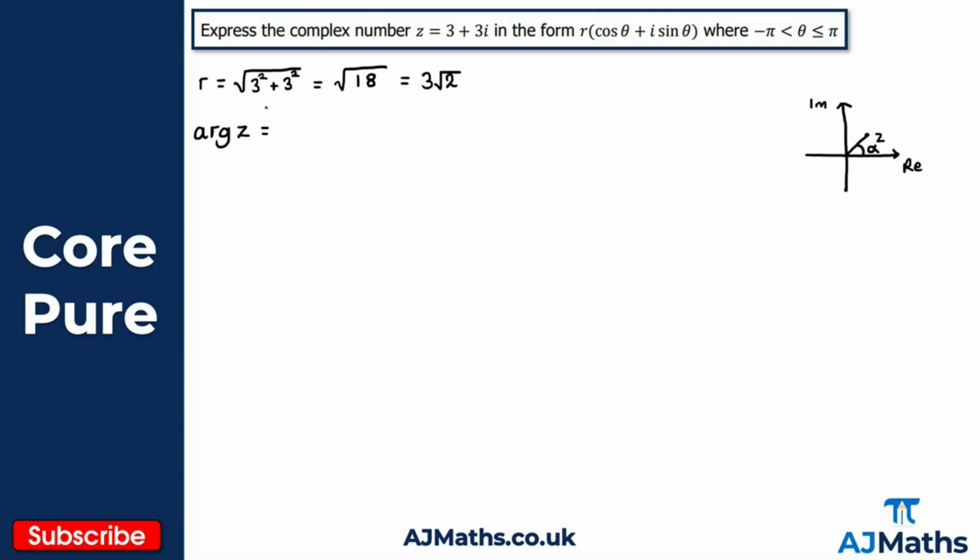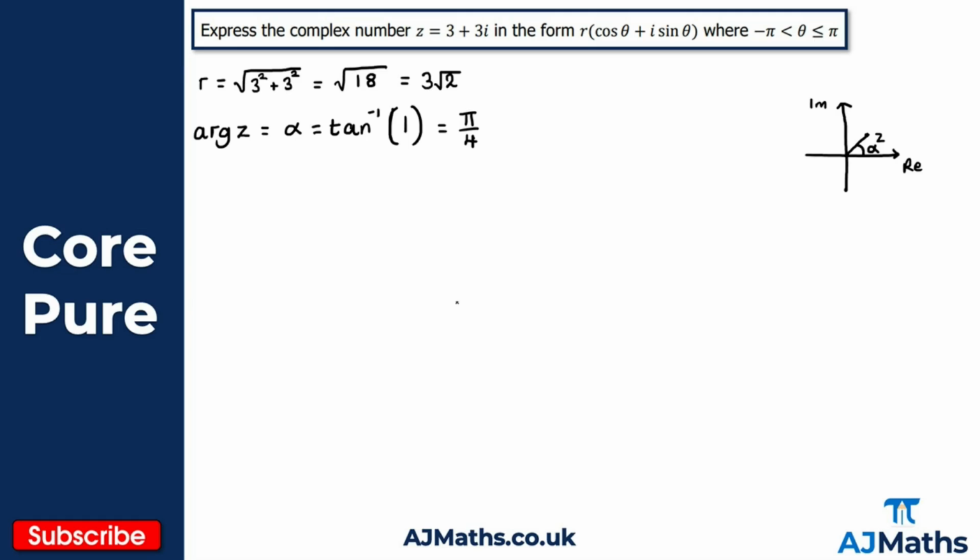So to find alpha here, just some basic trigonometry. So arg z is equal to alpha, which is tan inverse of 3 over 3, which is simply going to be 1. So tan inverse of 1, which in this case would give me pi over 4. Okay, so we get pi over 4.